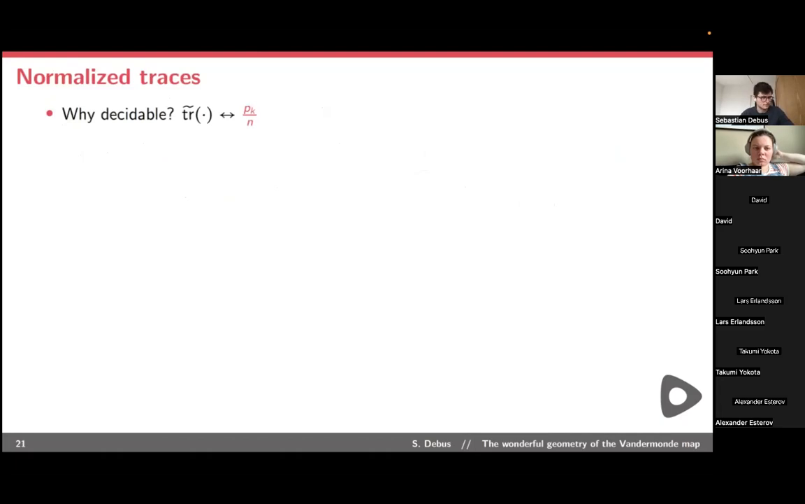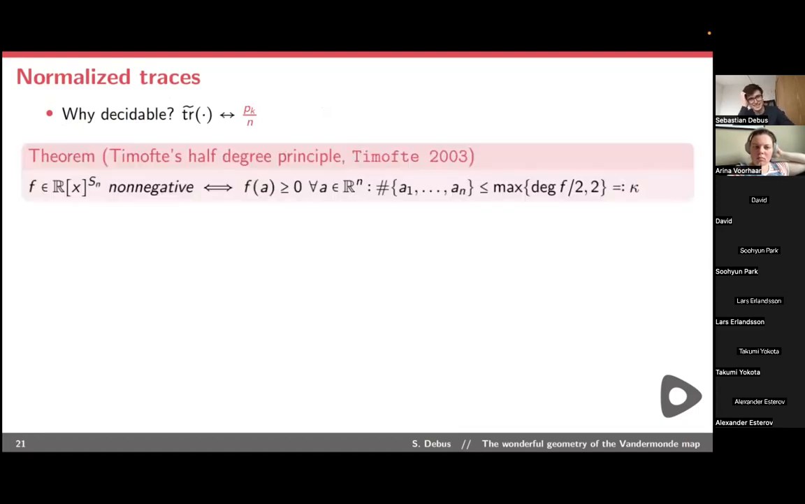So what is now different in this normalized setting? It seems like a very small adjustment. So we just take a power sum and divide it by n, where n is now the number of variables. And the key to this is this theorem by Timofte from 2003. So this says something about testing non-negativity of symmetric polynomials.